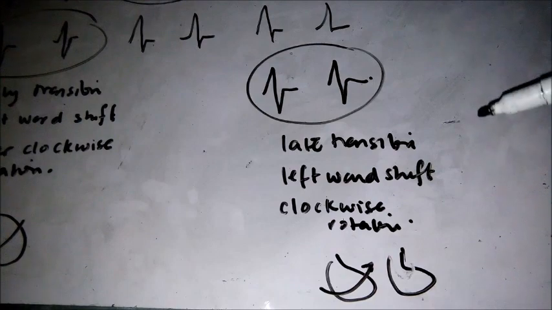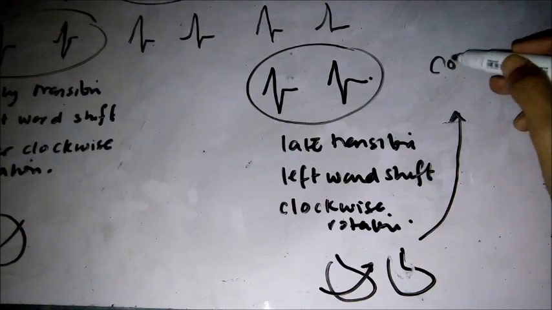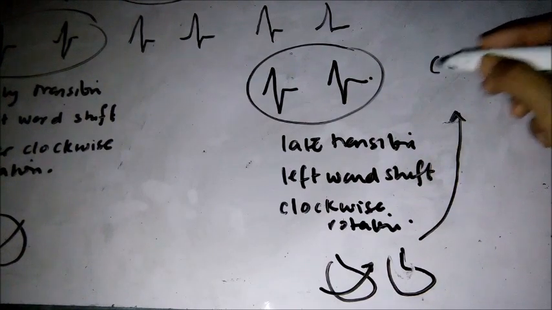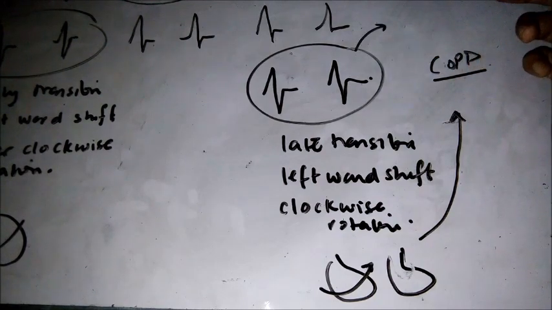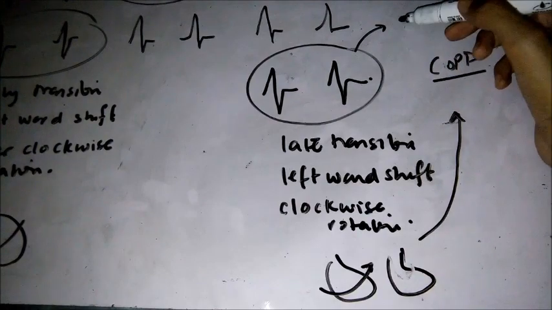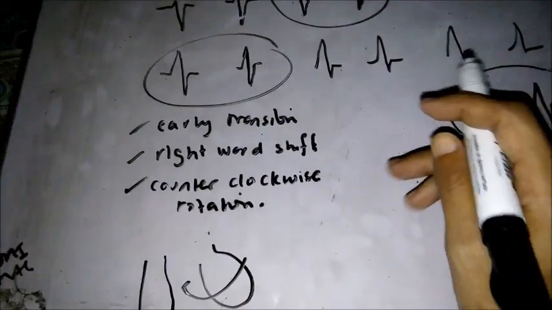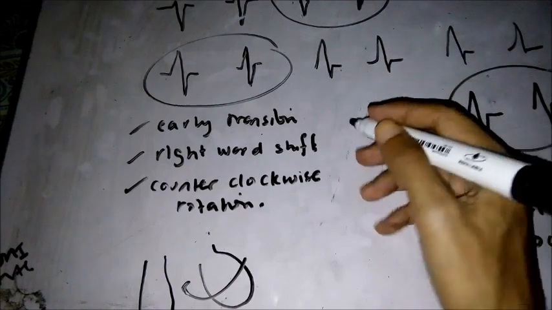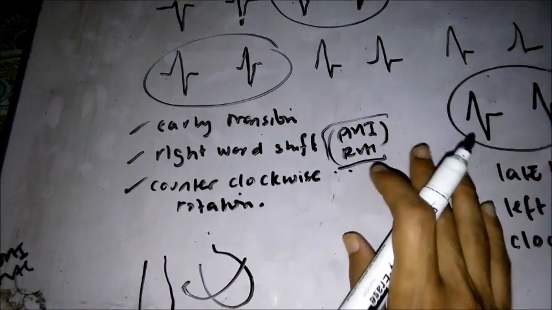In some cases, this could be due to a disease, for example, clockwise rotation could be due to COPD, causing the heart to rotate in a clockwise way. And late transition, apart from rotation, could be because of an anterior myocardial infarction, or perhaps heart dilatation. So these are some causes of late transition. Now early transition could be due to posterior myocardial infarction, or perhaps due to right ventricular hypertrophy, right? So it's important to keep this in mind.